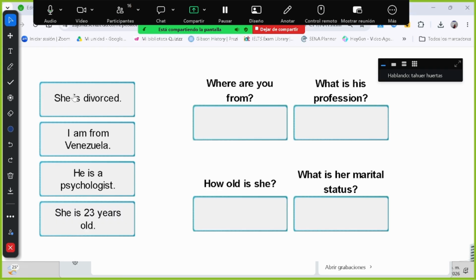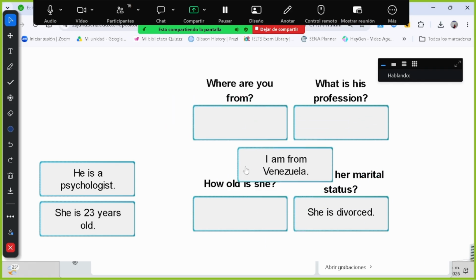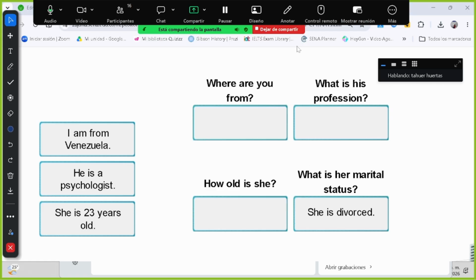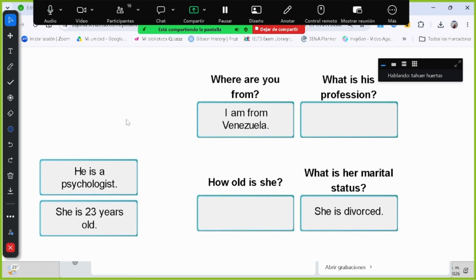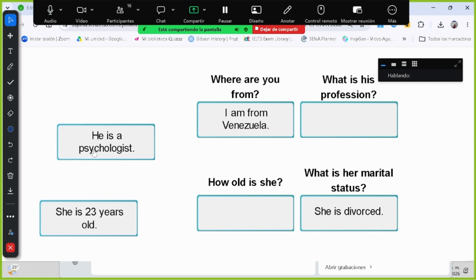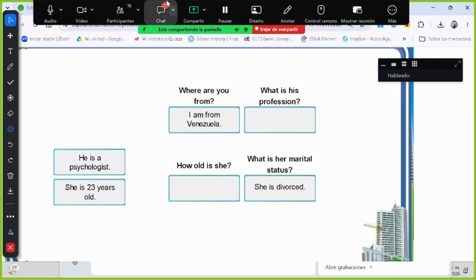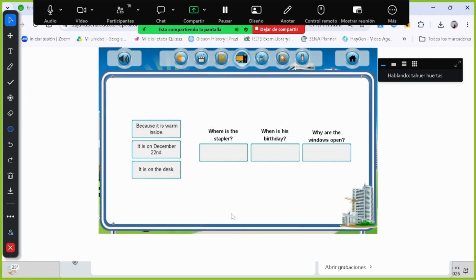D. Laura Bayona, very good. What is her marital status? I am from Venezuela. Laura A. Very good, Laura. I am from Venezuela. He's a psychologist. B. Correct. She's 23 years old. How old is she? Very good.